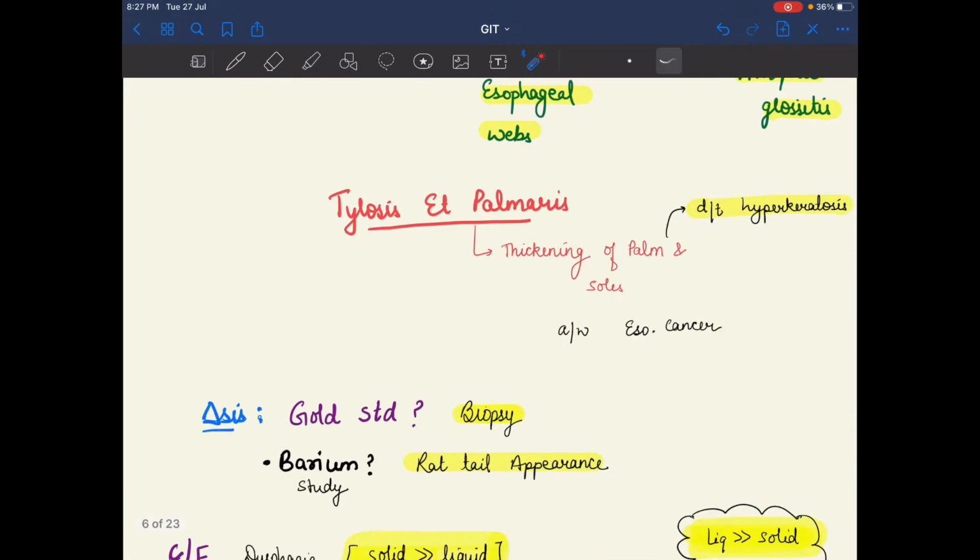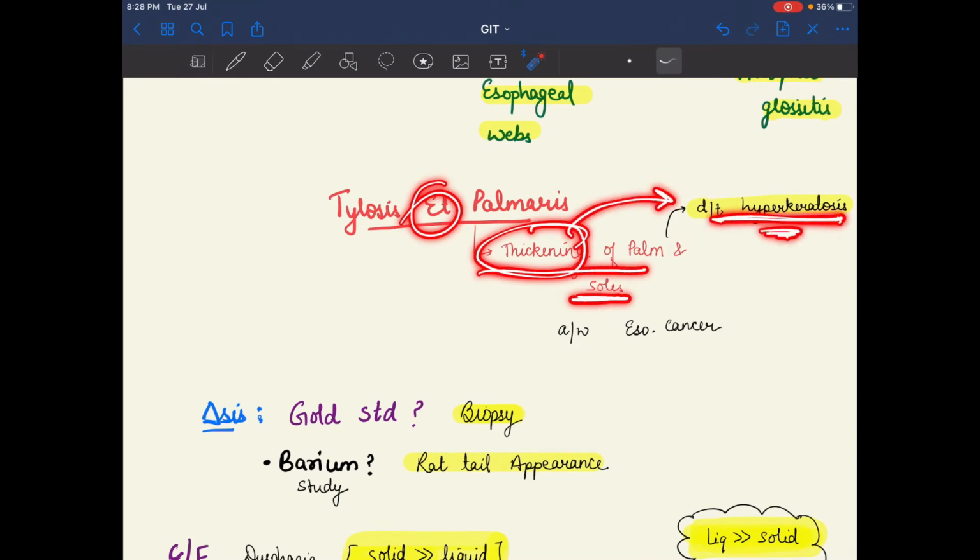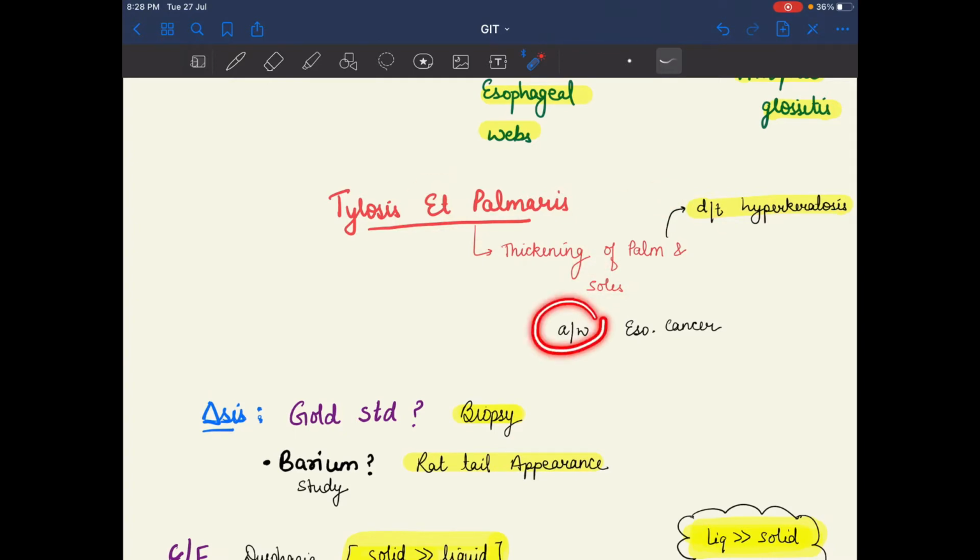Now next one is tylosis palmaris, which is also a risk factor for squamous cell carcinoma. Tylosis palmaris means there is involvement of the palms and soles, and tylosis means thickening. So there is thickening of the palms and soles. The thickening is due to hyperkeratosis, and it is associated with esophageal cancer. It leads to squamous cell carcinoma; it is a risk factor for squamous cell carcinoma.